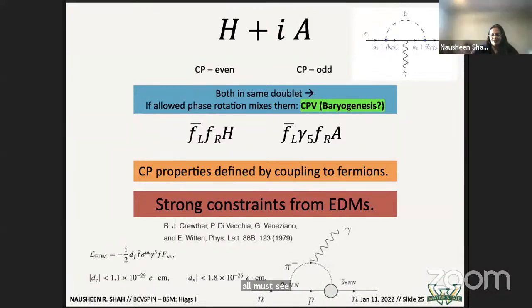They're all massive. I mean, we had hoped at some point that neutrinos could be massless, but we know that they have mass.